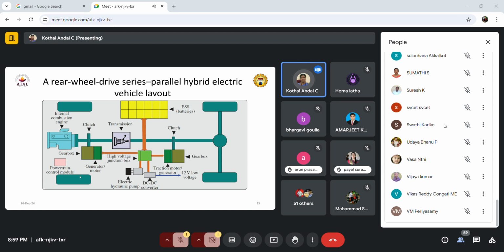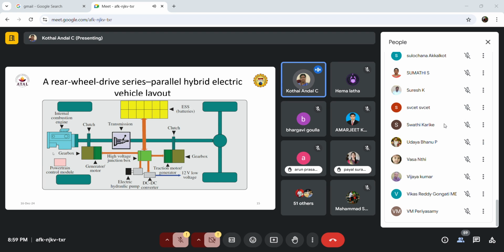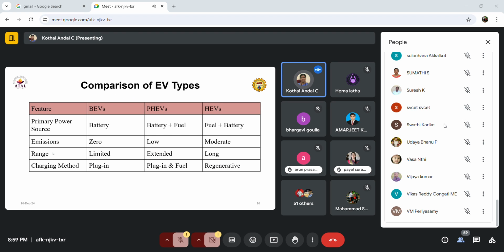When we go on the highway, the parallel hybrid mode is enabled. When we go uphill and downhill, if the vehicle needs more torque, then we can use both series and parallel combination. The main advantage here is that the battery can also be charged simultaneously. So this is the mode of operation of the series-parallel combination.